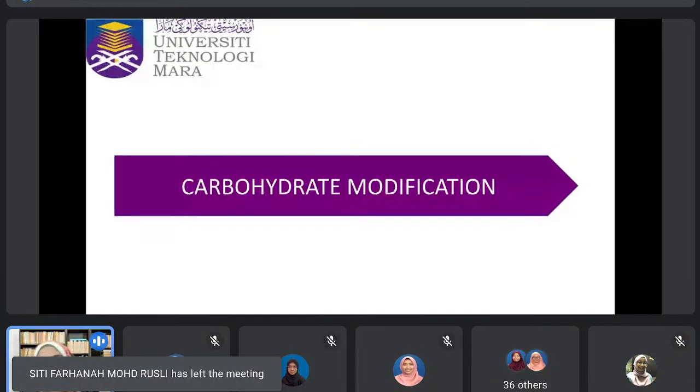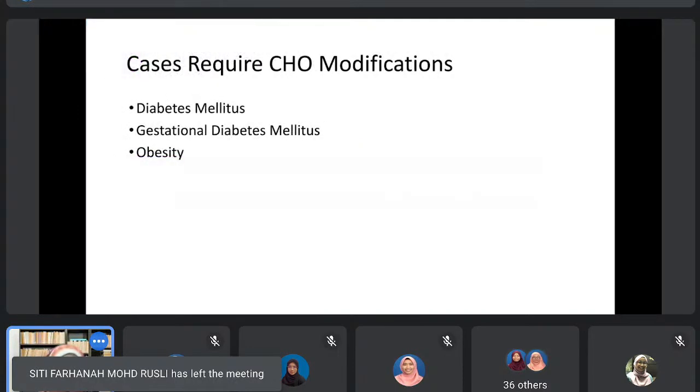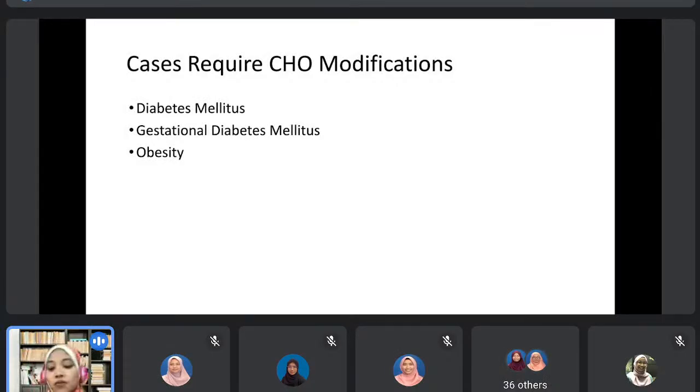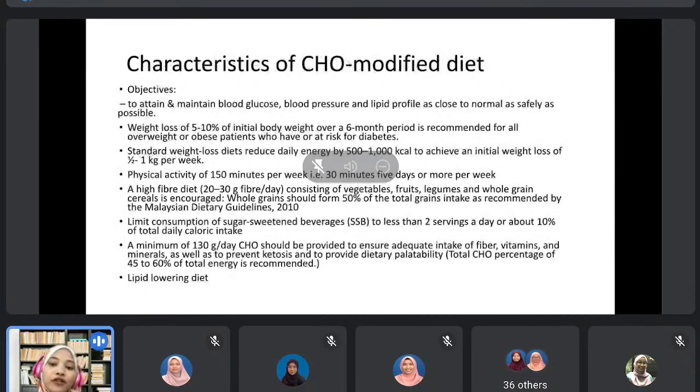Alright, so next is carbohydrate modification. So there are few cases require carbohydrate modifications like diabetes mellitus, GDM, and also case of obesity. Okay, so the characteristics of carbohydrate modified diet, of course, the objective adalah to attain and maintain the blood glucose, blood pressure, lipid profile as close to normal as safely as possible, and to promote weight loss of about 5 to 10% of initial body weight over a 6-month period, which is recommended for all overweight or obese patients who have or at risk for diabetes, because we know the risk factor of diabetes is being obesity.